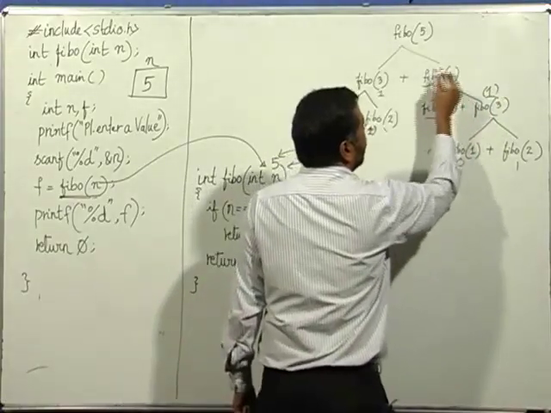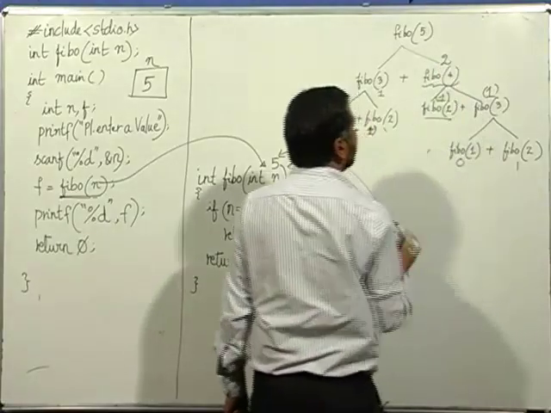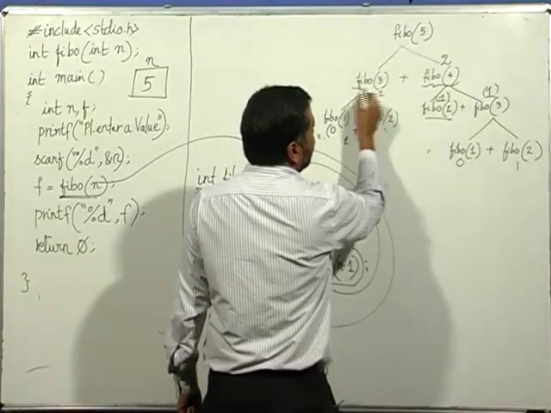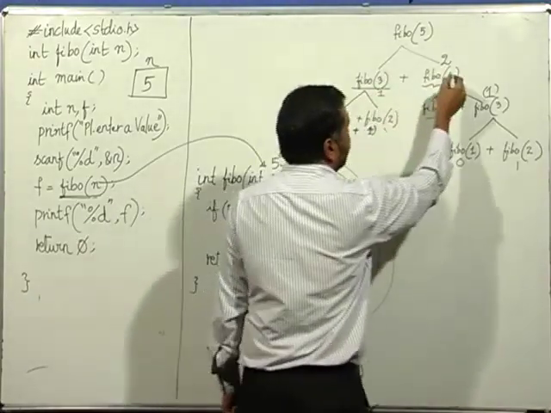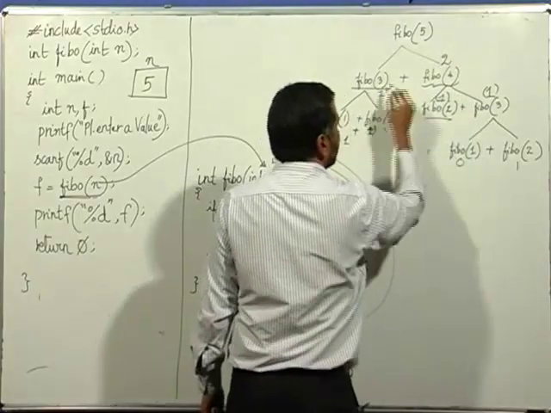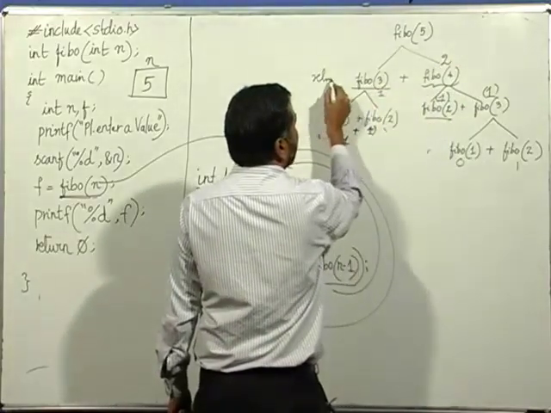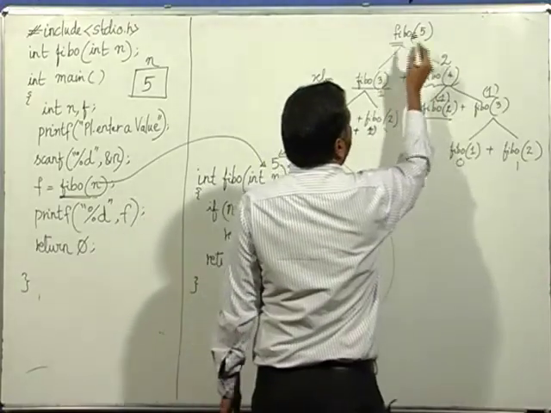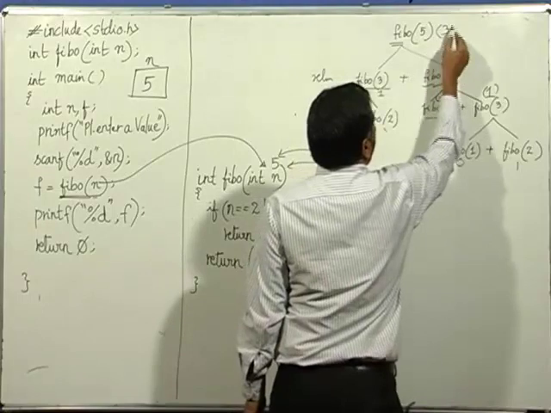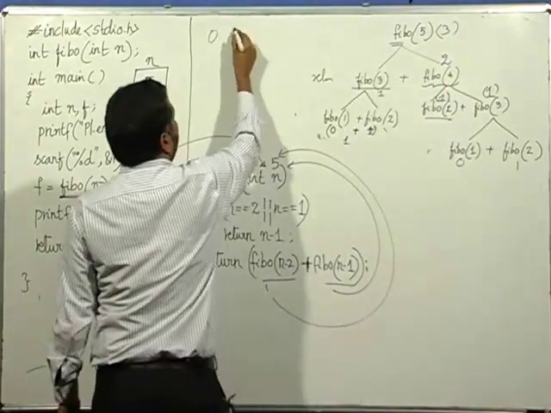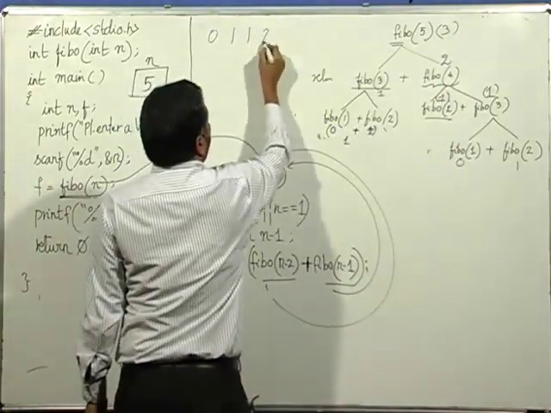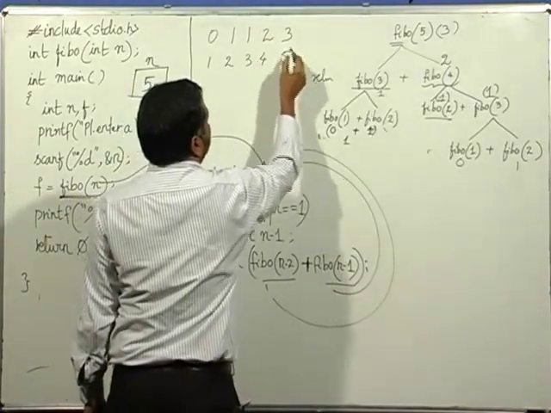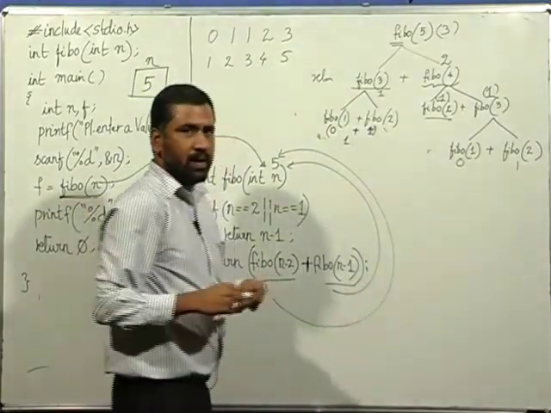So Fibo of 4 will be replaced by the value of 2. Fibo of 3 is already replaced by value of 1. So Fibo of 3 has returned a value of 1, and Fibo of 4 has returned a value of 2. Both values are available, so that return statement 1 plus 2 will be carried out, which is 3. So this will again be replaced by value of 3. We can see that 0, 1, 1, 2 and 3, so this is the first, second, third, fourth and fifth. You can see that it has been calculated like that.